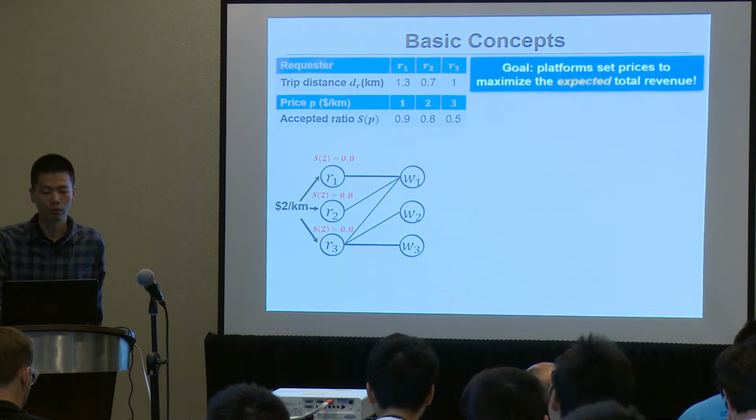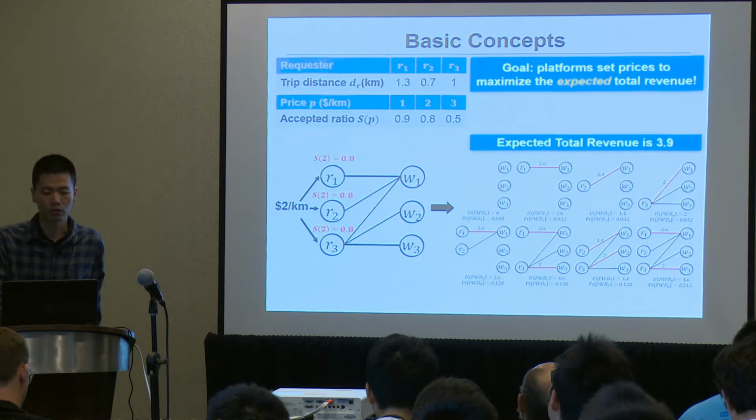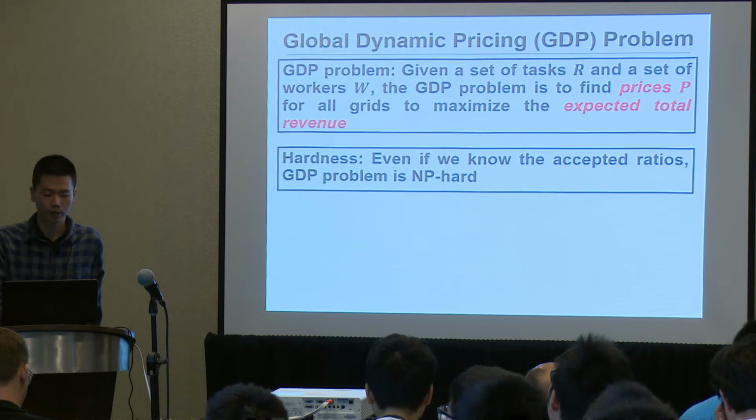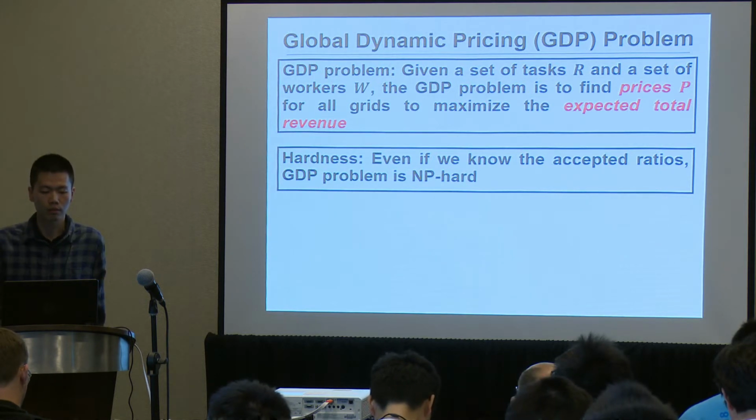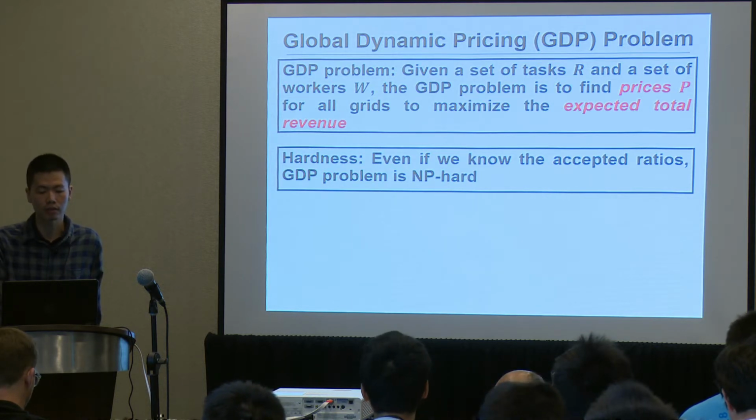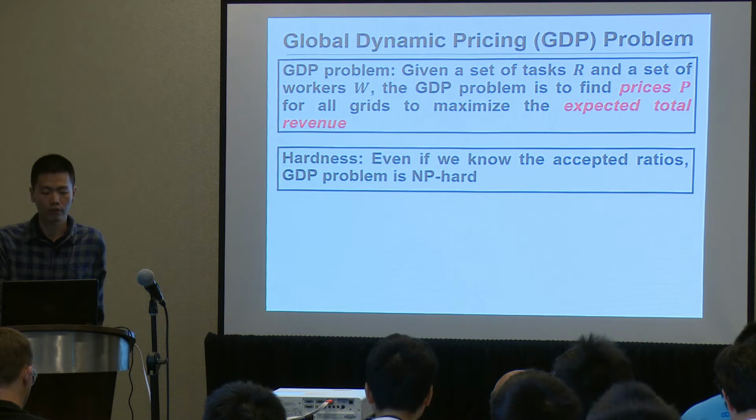A price of $2 per km is offered to R1, R2, and R3. The expected total revenue is 3.9. We propose the GDP problem. Given a set of tasks and a set of workers, the GDP problem is to find prices P for all grids to maximize the expected total revenue. Even if we know the accepted ratios, the GDP problem is NP-hard.